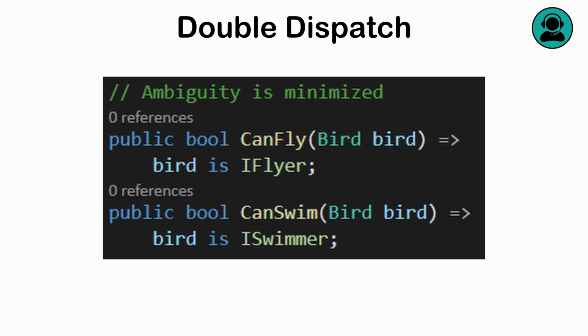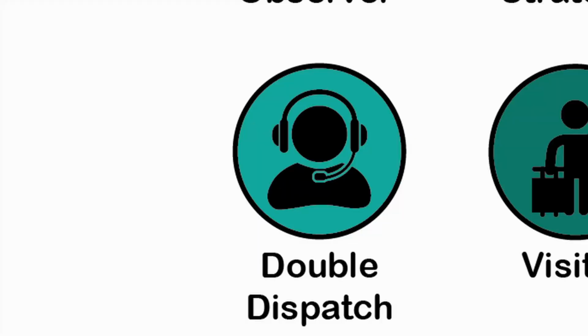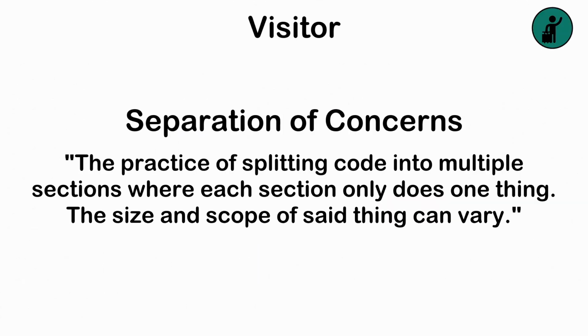Double dispatch ensures that behavior is chosen based on the type of both interacting objects, enabling flexible and dynamic operations without requiring prior knowledge of exact types. The visitor pattern. Separation of concerns means that a class should only be responsible for its own behavior and not have to worry about who or what it interacts with or when.